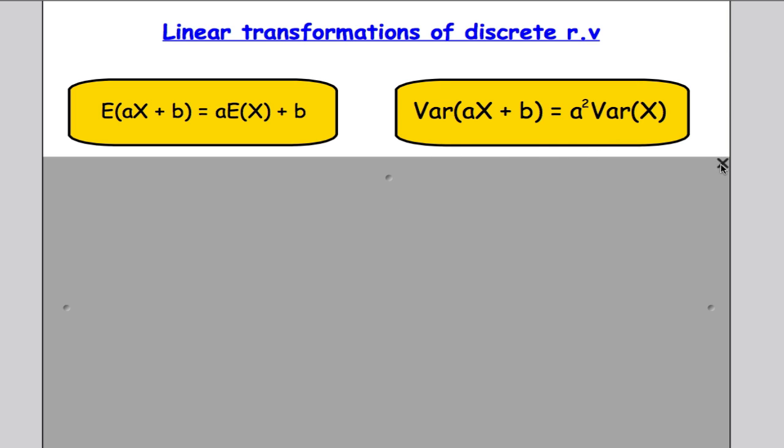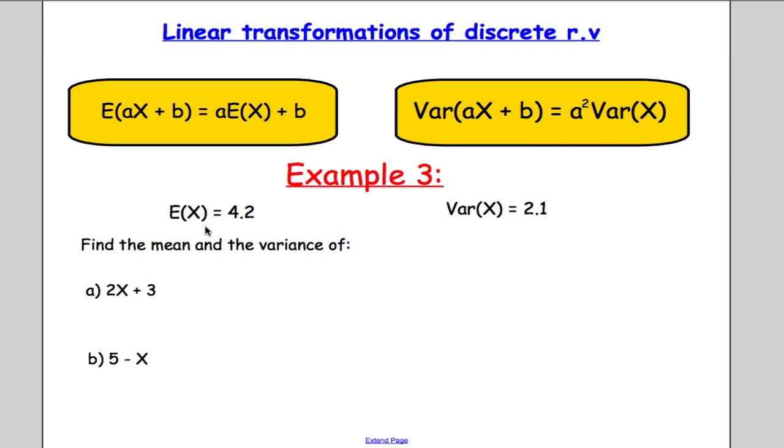So let's take a look at a couple of examples here. I'm given the expected value of x and the variance of x, and I want to find the mean and variance of these. So let's get the expected value of 2x plus 3. Well, that's going to equal 2 times the expected value of x plus 3. 2 times 4.2 gives me 8.4. 8.4 plus 3 is 11.4.